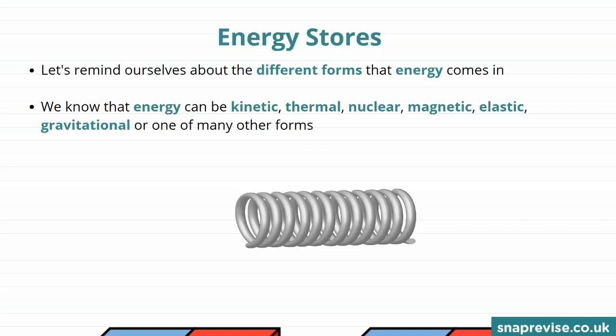Now, when we talk about energy, we remember that there isn't just one type of energy. So let's remind ourselves about the different forms that energy can come in. We know that energy can be, for example, kinetic energy, thermal energy, nuclear energy, magnetic energy, elastic energy, gravitational energy, or one of many other forms. So that's a load of different types of energy. Let's focus in on a couple of them at random.